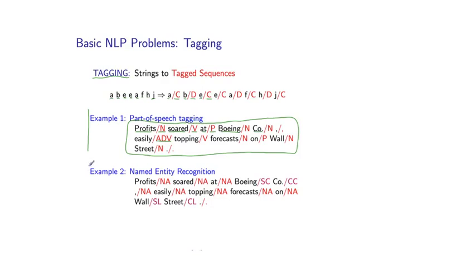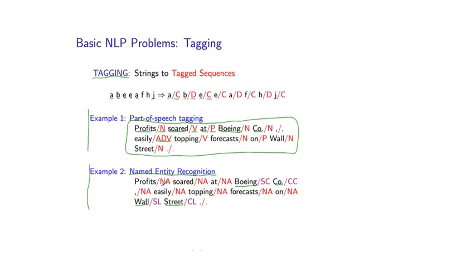A second example of a tagging problem is what's called named entity recognition. The basic problem here is, again, to take some sentence as input, and now to identify basic entities in that sentence. Entities are things like companies, so we have Boeing, Co. here, locations, Wall Street here. We might also, for example, identify people. Again, named entity recognition is a very basic problem, but it's clearly very useful in many applications to be able to identify companies, locations, people, and other entity types.